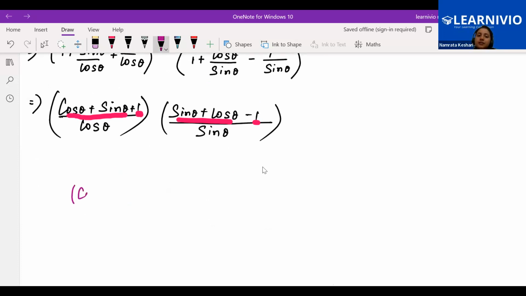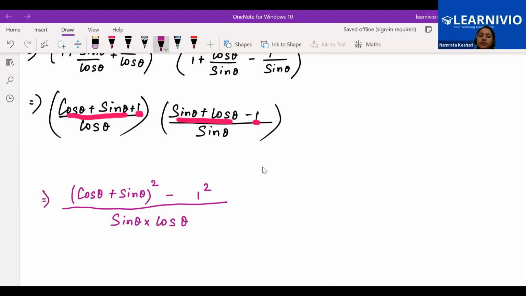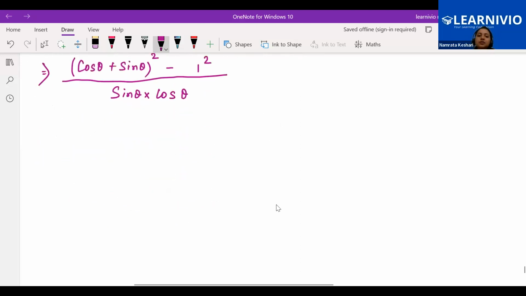Can we write it as cos theta plus sin theta? That is our a square minus b square. Can we write it like this? Please let me know. Yes, ma'am, yes, we can write it like this. Now we will proceed over here.